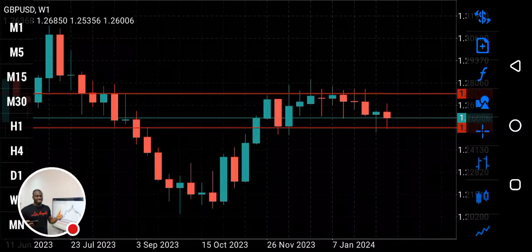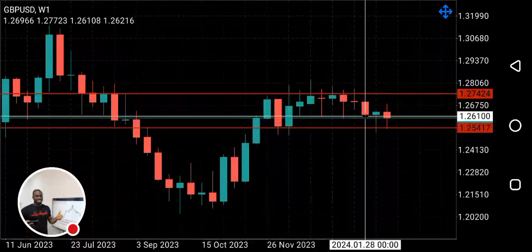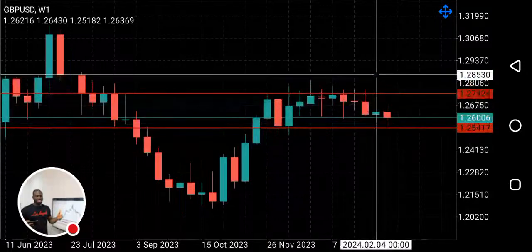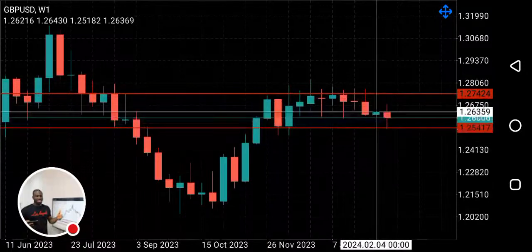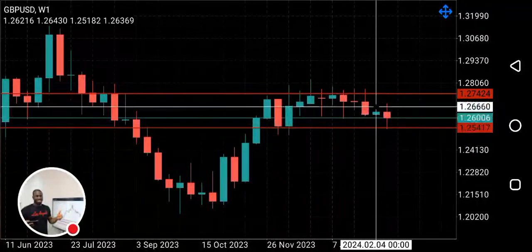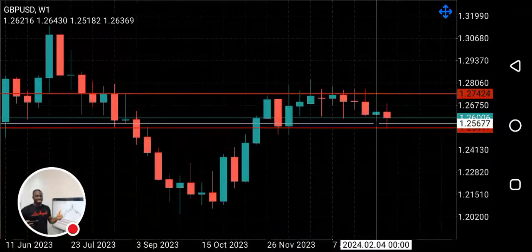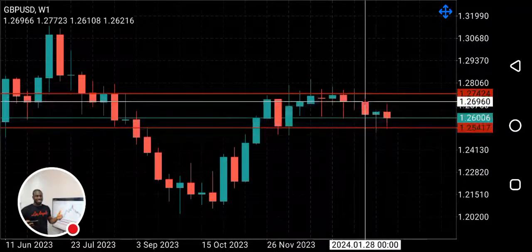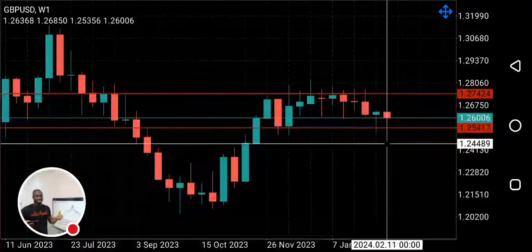Now you would see last week, the previous week, we had a candlestick formation. This is a hammer, and this hammer candlestick formed at a previous support level, which indicates that there's a possibility that price would go up. This indicates a change in trend from bearish to bullish.